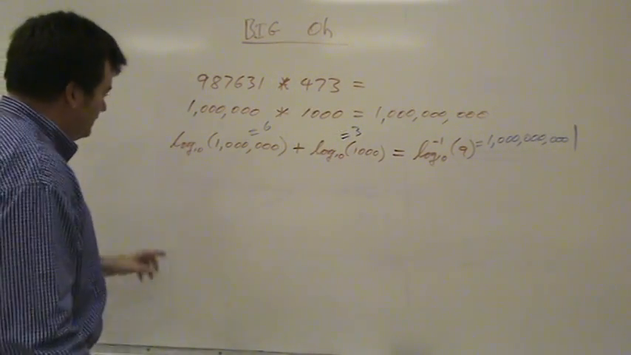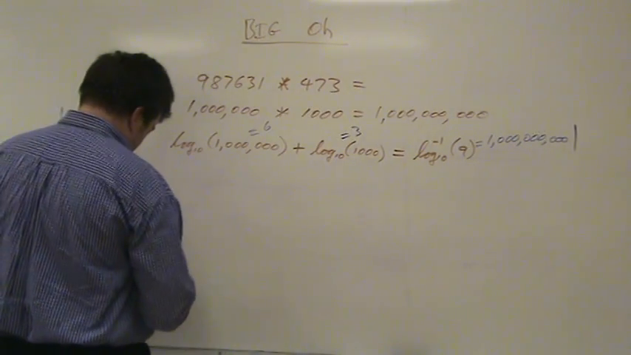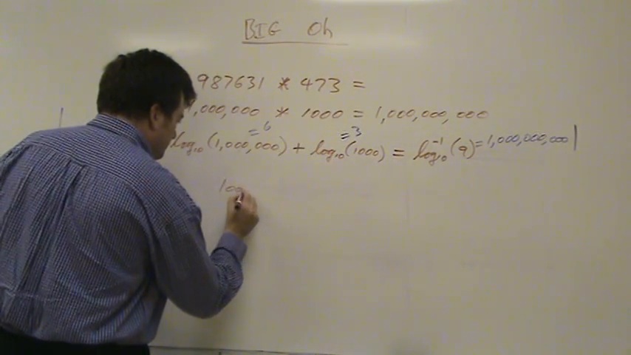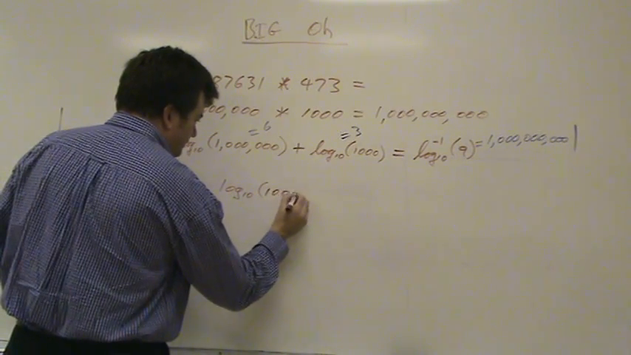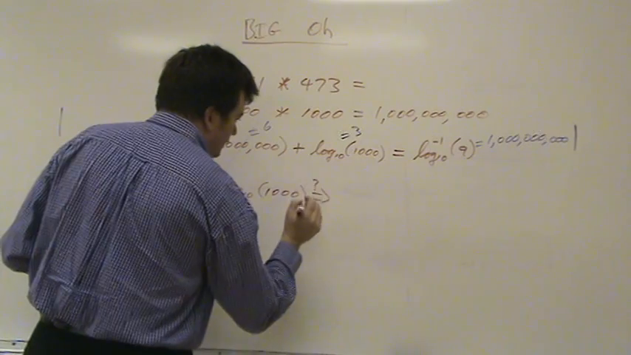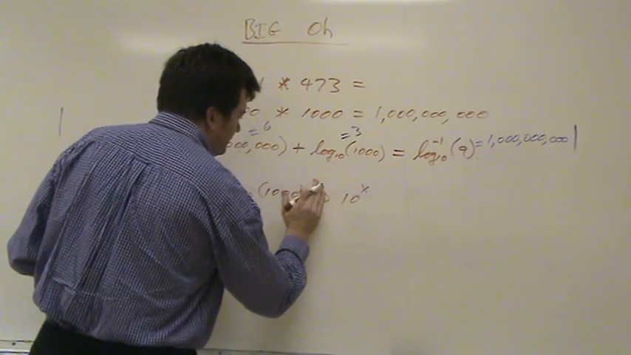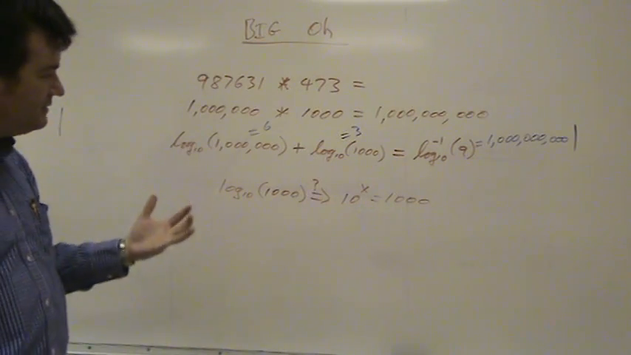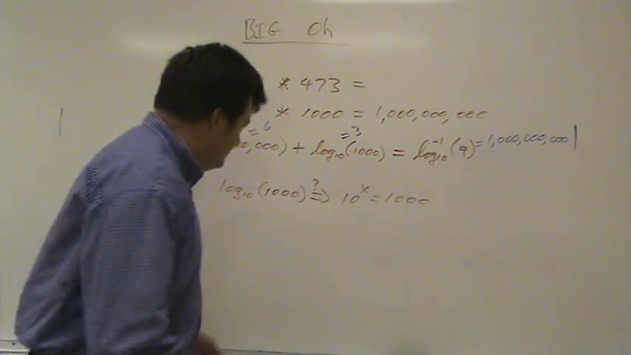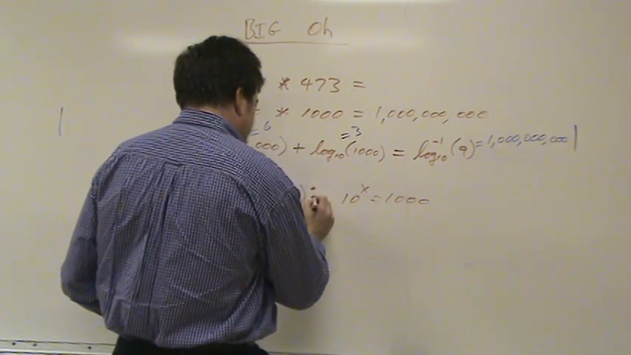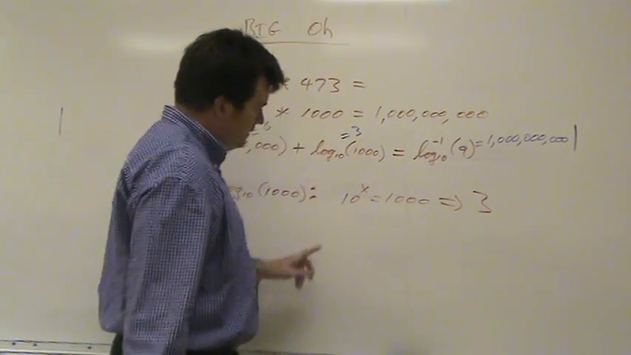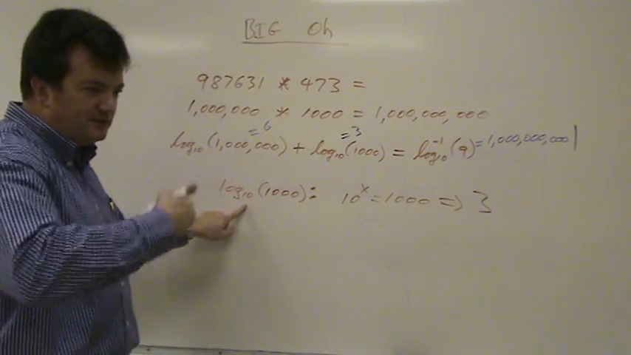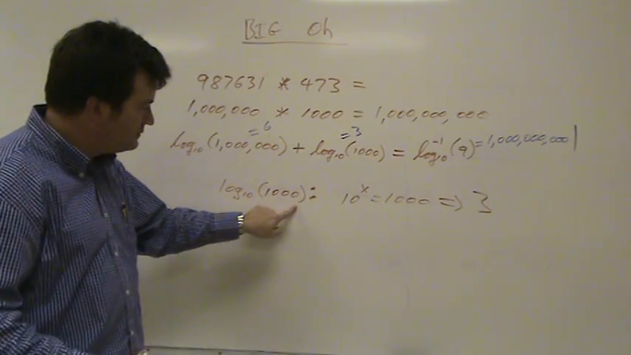Okay, what is the concept of a log? The log base 10 of a number, let's say 1,000, is asking the question, 10 to the what equals 1,000? How many times do you have to multiply 10 by itself to get 1,000? 10 times 10 times 10. The answer is 3. So that's what the log base 10 means. It means how many times do I have to multiply 10 by itself to get 1,000? And that's 3 times.